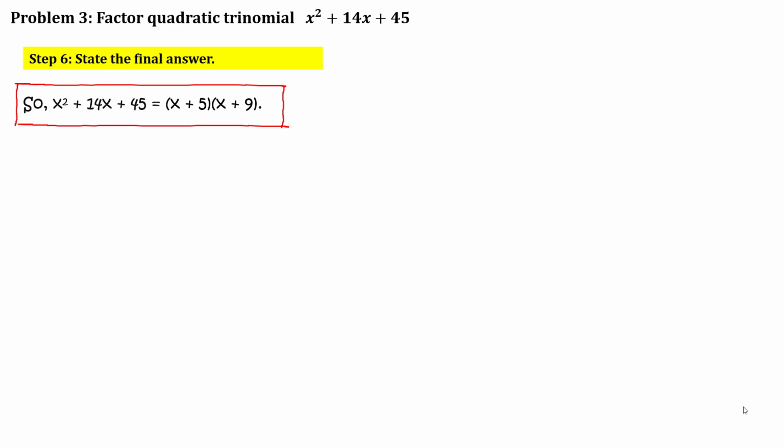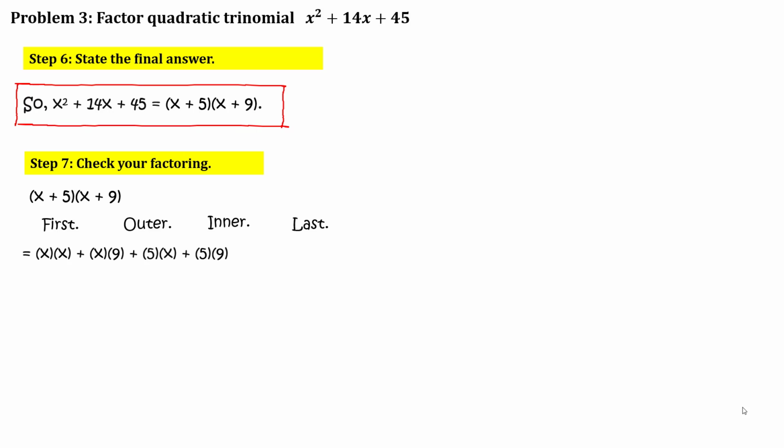And this is my final result, and then I'm going to check my math by performing FOIL. First, outer, inner, last. Multiply, combine like terms, and I do get the same answer, so your factoring is correct.